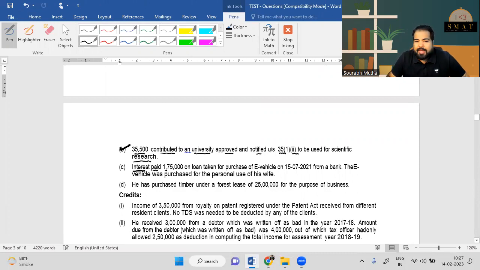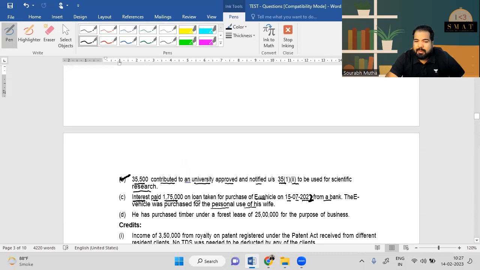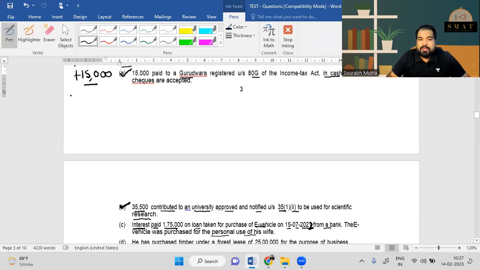Interest paid rupees 1,75,000 on loan taken for purchase of e-vehicle on 15 July 2022 from the bank. Sorry, this should be 2022. The e-vehicle was purchased for the personal use of the wife. So can you minus it in PGBP first? It's not a business expense. You have to add it here.